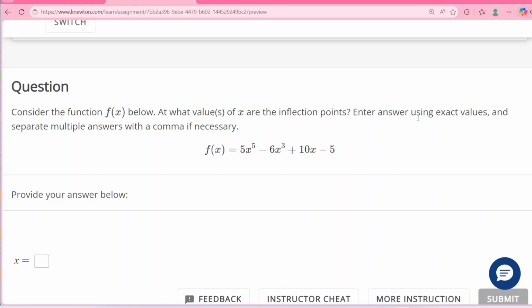So enter answer using exact values, right? So don't punch anything in, don't round to so many decimal places or something like that. And separate multiple answers with a comma if necessary, right? So if there's more than one, I'm going to separate them with commas in this little box here.